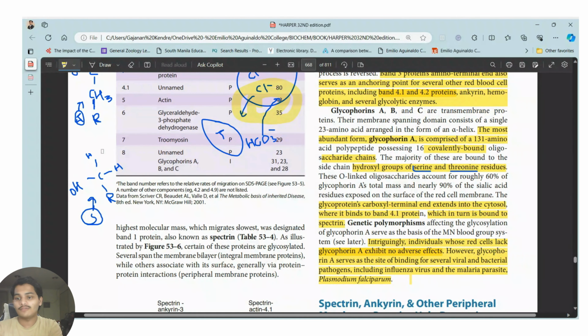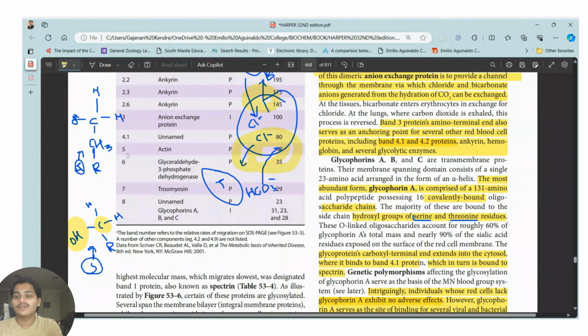This is the structure of serine. Here, this is the main carbon of the serine, which is bound to the R, that is the alkyl group or other polysaccharide residues. And this is the hydrogen, and what we need here is the hydroxyl group. This hydroxyl group binds to these oligosaccharides, and with this bonding we form the complete structure of glycophorin A.